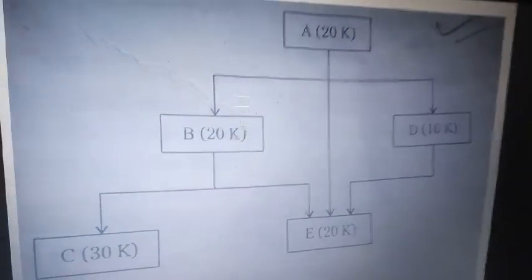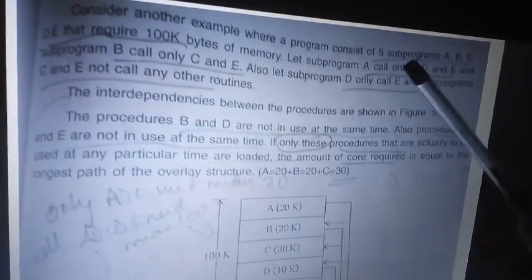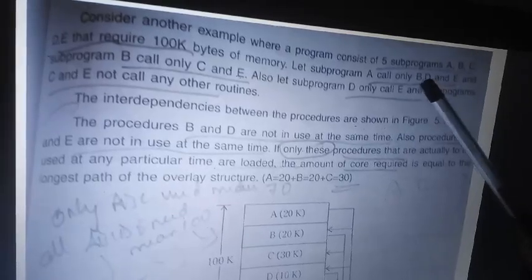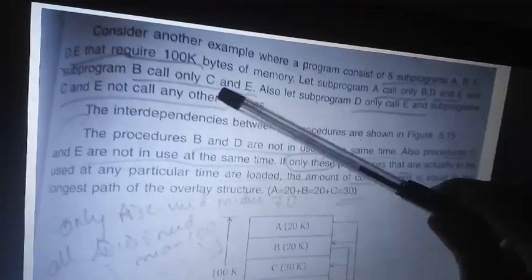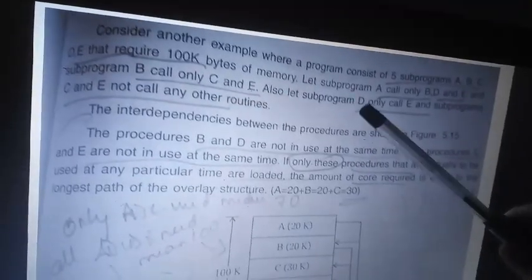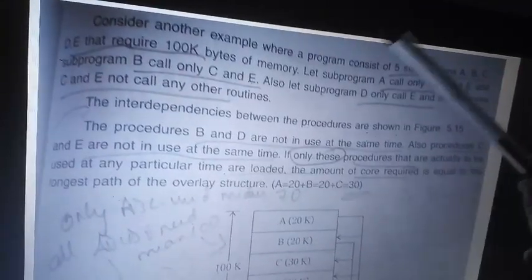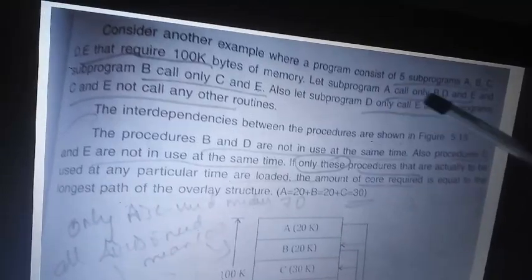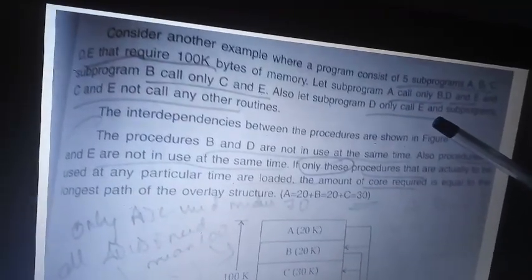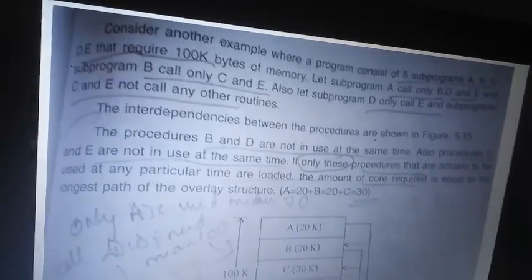Clear? Then the actual memory requirement will be, what is it? Out of 5, if I load A, I can reach B, D, E. So I will load A. If I load B, I can reach C and E. All the 5 segments I will use. If I load D, I can call E. So out of 4 here, from A, D and E I can reach. And using A and B, I can reach C also.